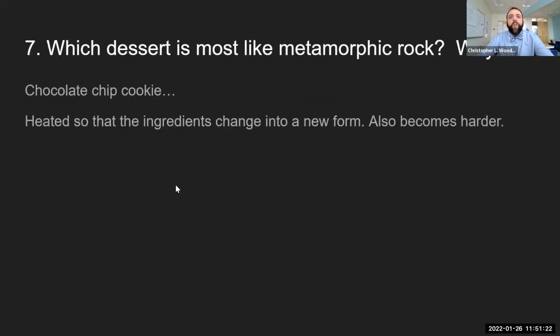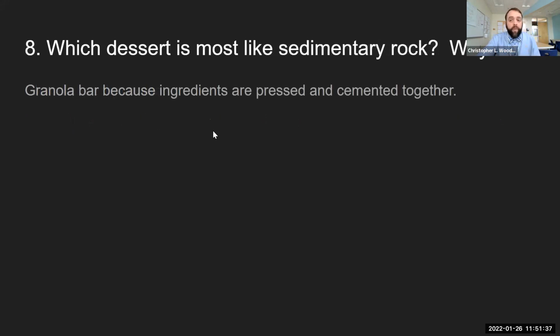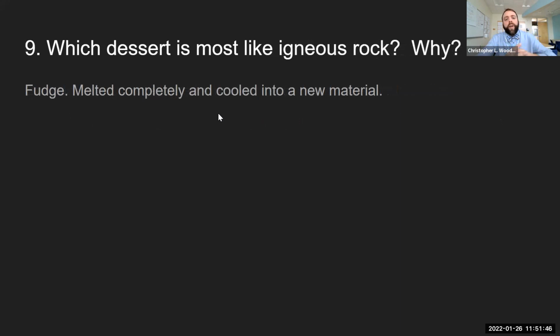Most like a metamorphic rock, the number 1 answer was a chocolate chip cookie. And the reason why is because the chocolate chip cookie was heated so that the ingredients change into a new form. Also becomes harder. Most like a sedimentary rock, most people chose the granola bar because the ingredients are pressed and cemented together, I think with honey. And then most like an igneous rock, most people chose the fudge because it's melted completely and then cooled into something new.